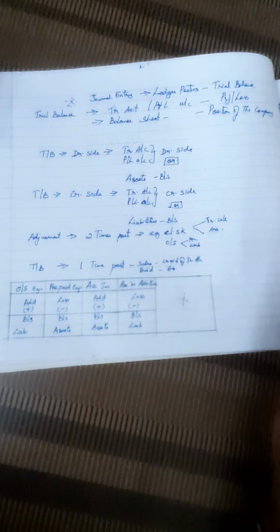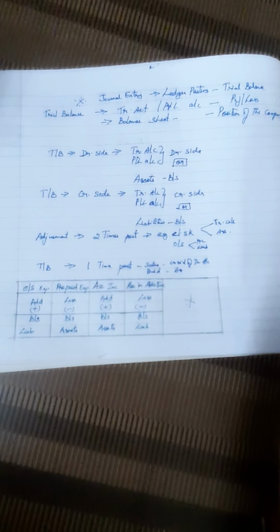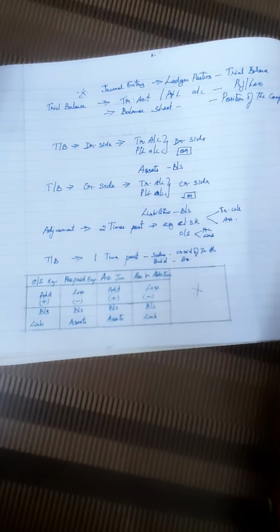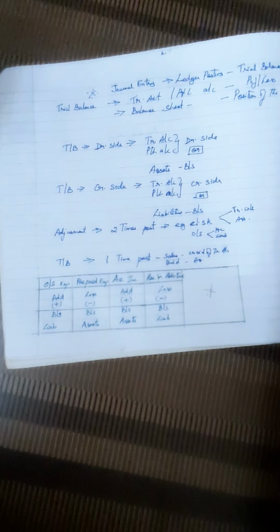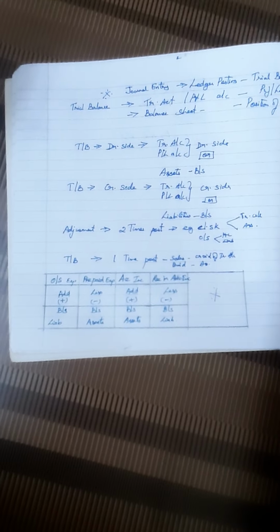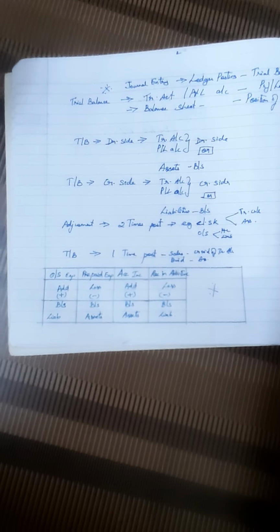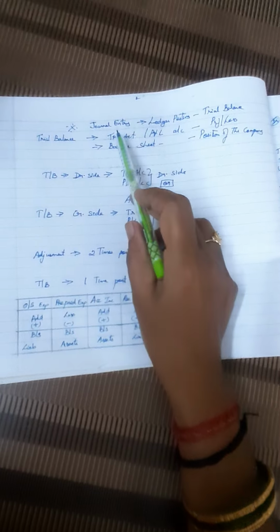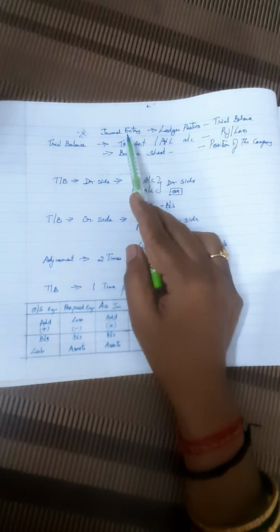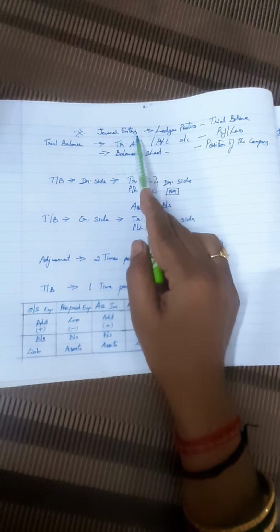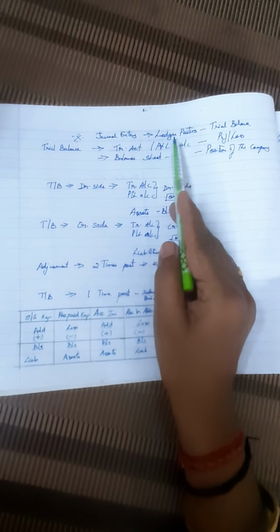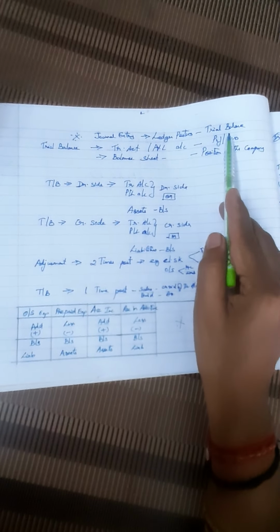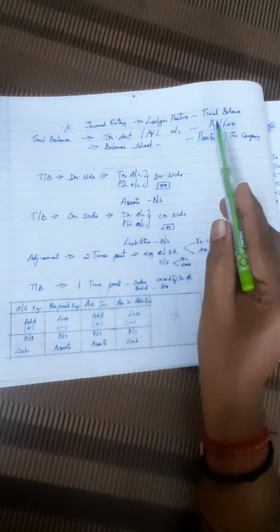Hi to everyone. Today we'll move on to the most important topic, that is preparation of trading account, P&L account and balance sheet. As per our accounting cycle, we would have completed in the last few classes how to pass the journal entry, from there the ledger posting and the trial balance. Till that point we have completed.